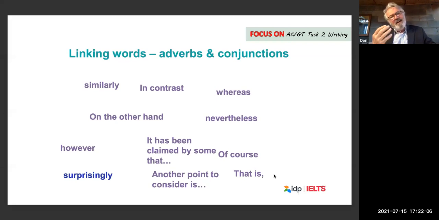Do you see that a lot of these words are conjunctions, things like "whereas," and some of them are adverbs, "similarly," "surprisingly." These are the sorts of words that tell the reader what is important, how things are connected, what follows from something else. These are all linking words. They are cohesive devices. And if you look at your assessment criteria, you will see that this is important and it is assessed. So we continue.